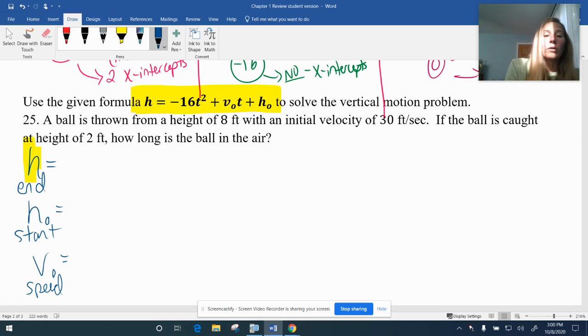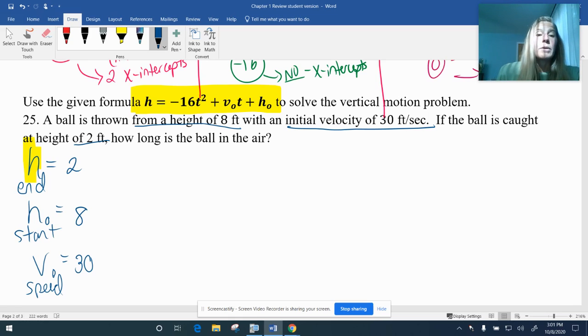So it says here, a ball is thrown from a height of 8 feet. So that would be your starting height with an initial velocity of 30 feet per second. And if the ball is caught at a height of 2 feet, so that would be your ending height, how long is the ball in the air? Because the ball was thrown, unless it says it was like thrown downward, we're going to assume it's always kind of thrown a little bit upward, which is why our velocity is positive. So we're just going to put these numbers in where the variables are. So h is going to be 2, negative 16t squared plus 30t plus 8.